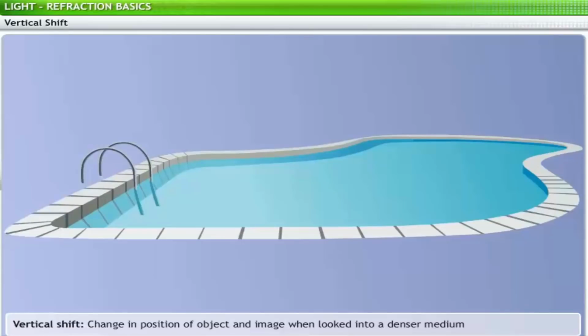Besides lateral shifts, you can observe vertical shifts because of refraction of light. For example, when you look into a swimming pool, you generally feel it looks shallower than it really is. This is caused by a vertical shift in the rays refracted when changing media between air and water. You can verify the phenomenon of vertical shifts through an experiment.